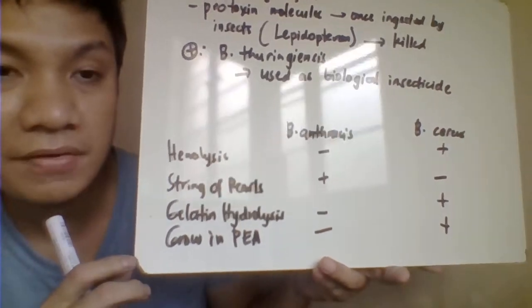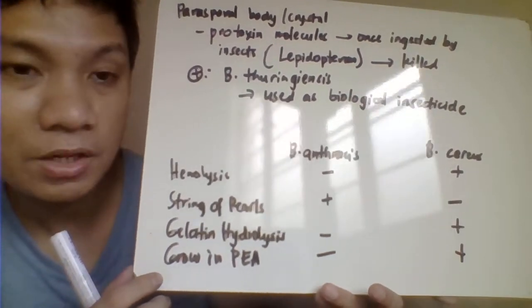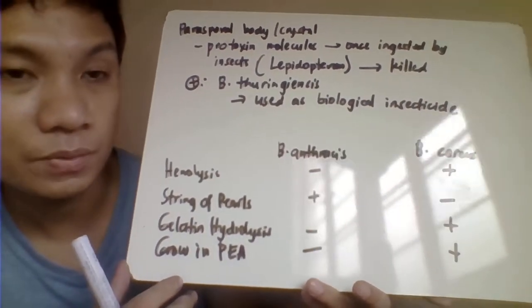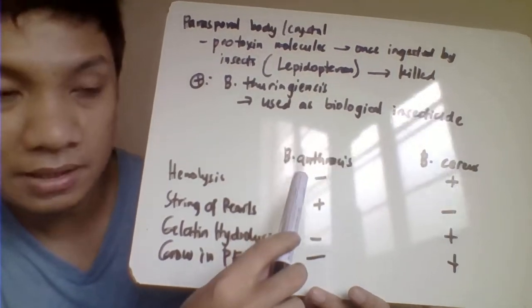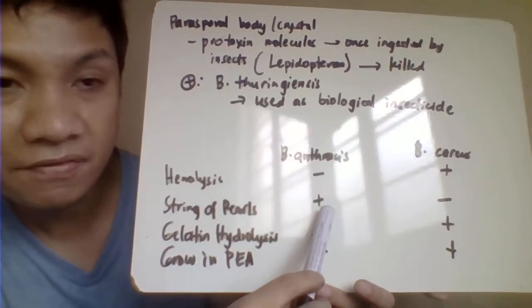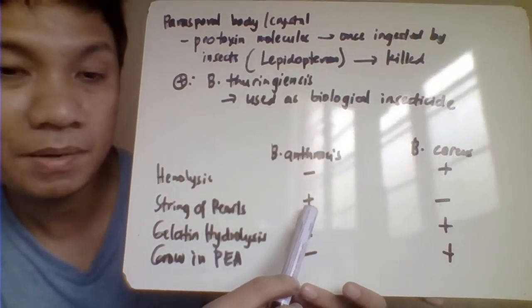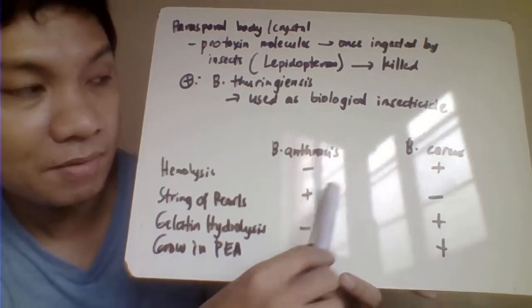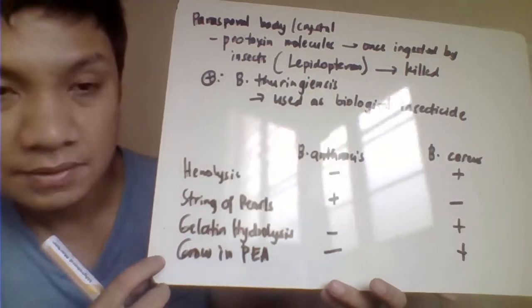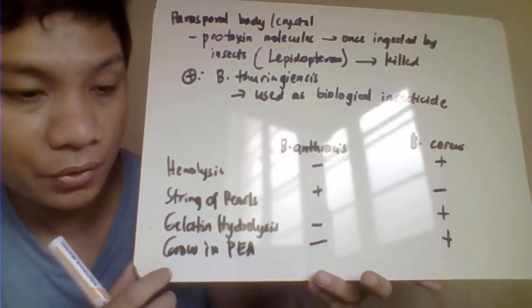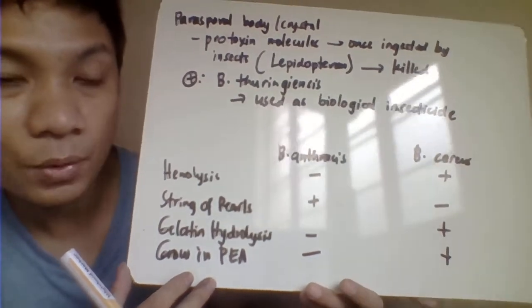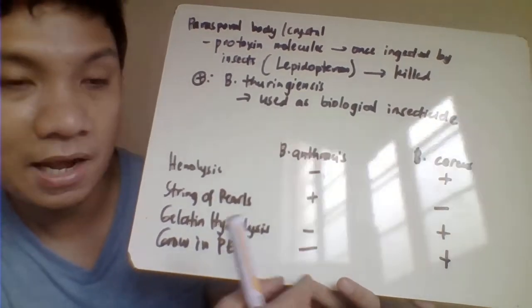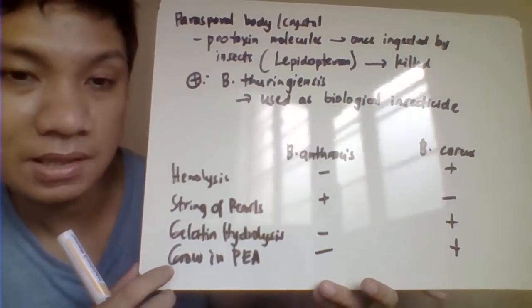And lastly, we have the differentiation between Bacillus anthracis and cereus. Cereus is beta hemolytic but not anthracis. Bacillus anthracis is sensitive to penicillin, meaning that it is effective, but not with cereus. Gelatin hydrolysis and growth in phenylethyl alcohol is only for cereus. It will not allow the growth of Bacillus anthracis.